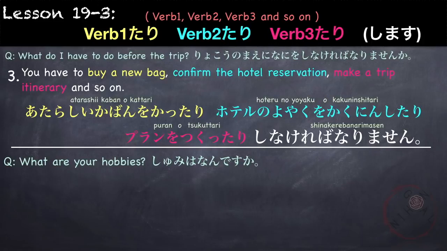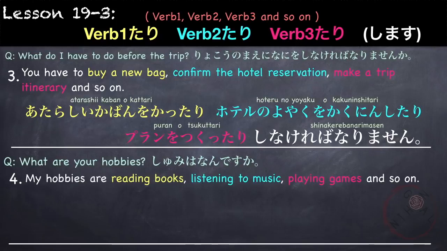And last example, if the question is like, what are your hobbies? Shumi wa nan desu ka? So if you have more than one hobby, you can list them down by using the tari-tari form. For example, my hobbies are reading books, listening to music, playing games, and so on.